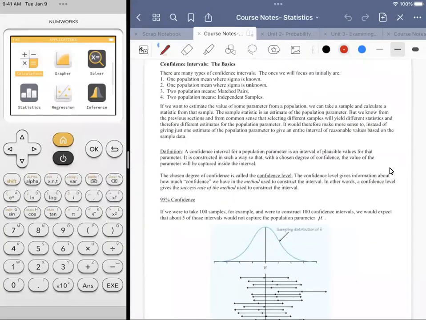So we're going to focus on the first three confidence intervals. One population mean where sigma is known, one population mean where sigma is unknown. Sigma, again, is the population standard deviation. So a case where we know the population standard deviation and a case where we don't.